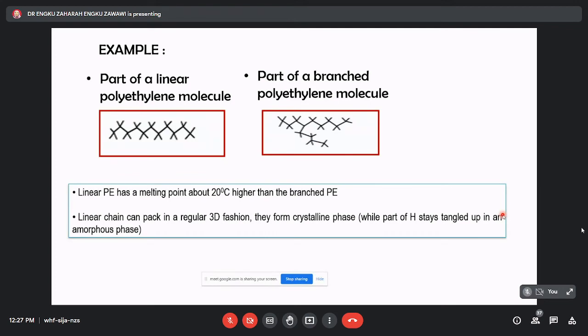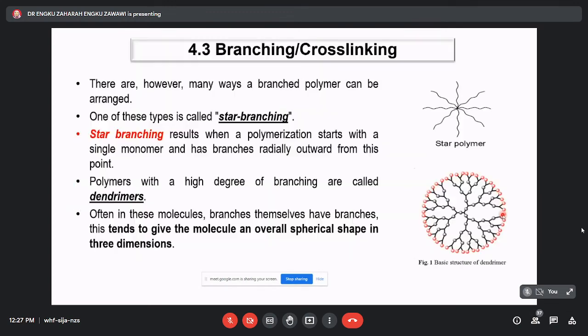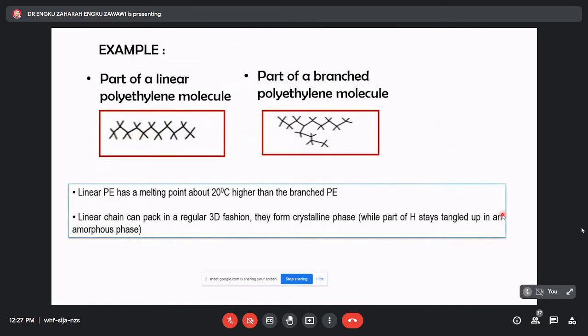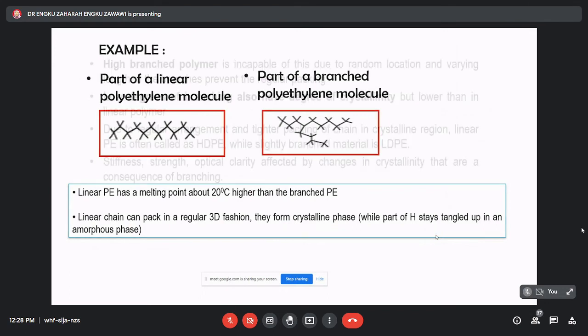Here we have part of a linear polyethylene molecule and part of a branched polyethylene molecule. So it has branches. If we look at branching, linear PE has a melting point 2 degrees Celsius higher than the branched. So it is more stable, so stronger. The linear chains can pack in a regular 3D fashion. They form a crystalline phase, while part of the HDPE stays tangled in the amorphous space.